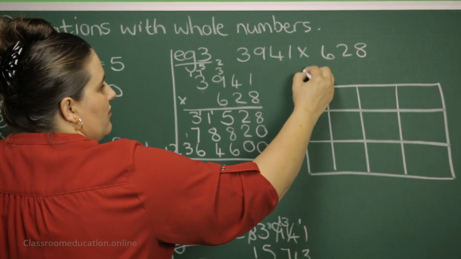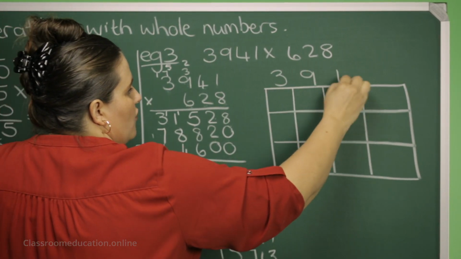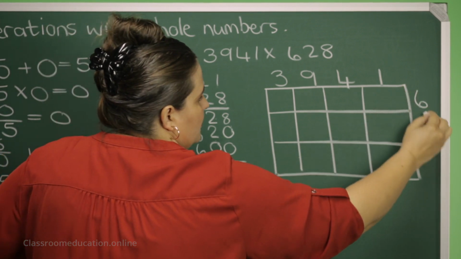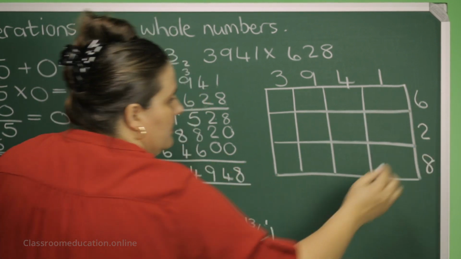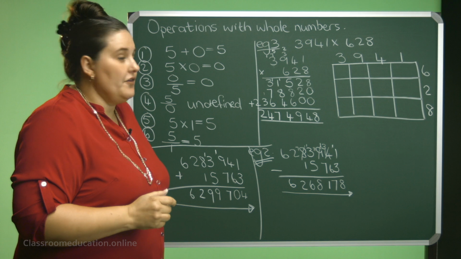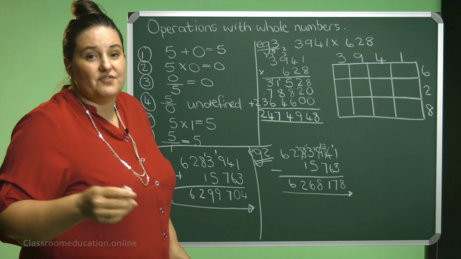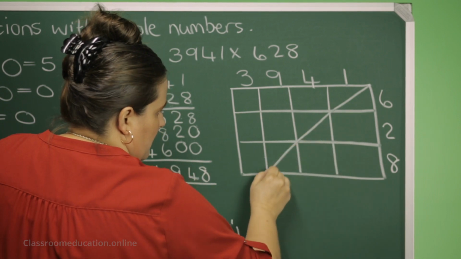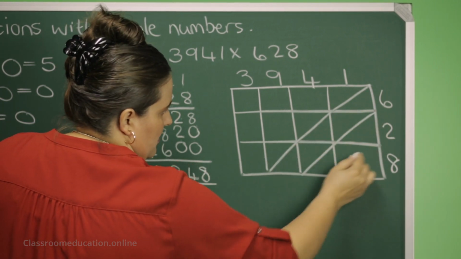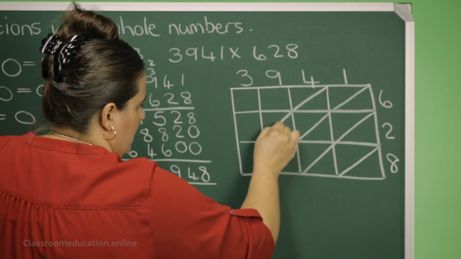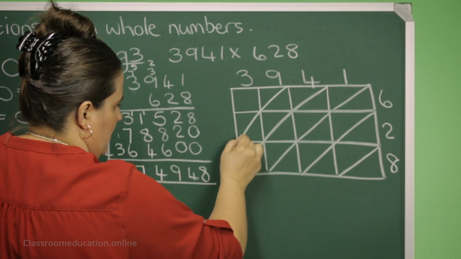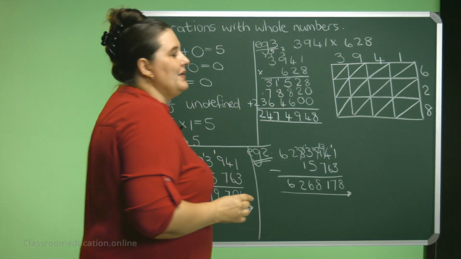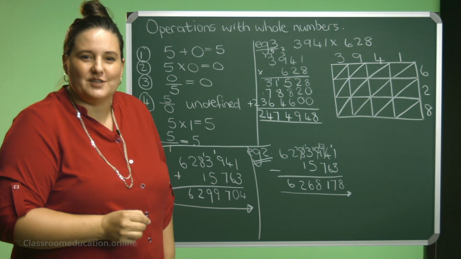Okay, so the 3, 9, 4, 1, and 6, 2, 8. I'll write it like that. Now, very important, I'm going to half each square in my lattice. Okay, now see if you understand how this works.